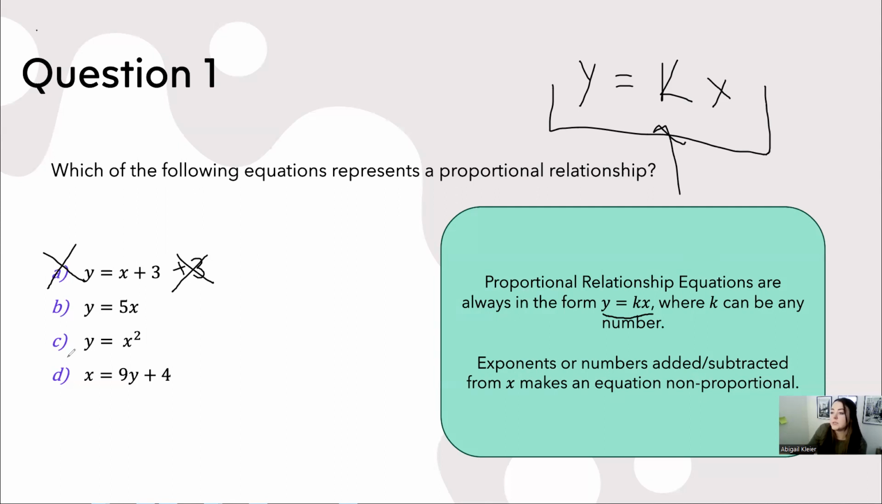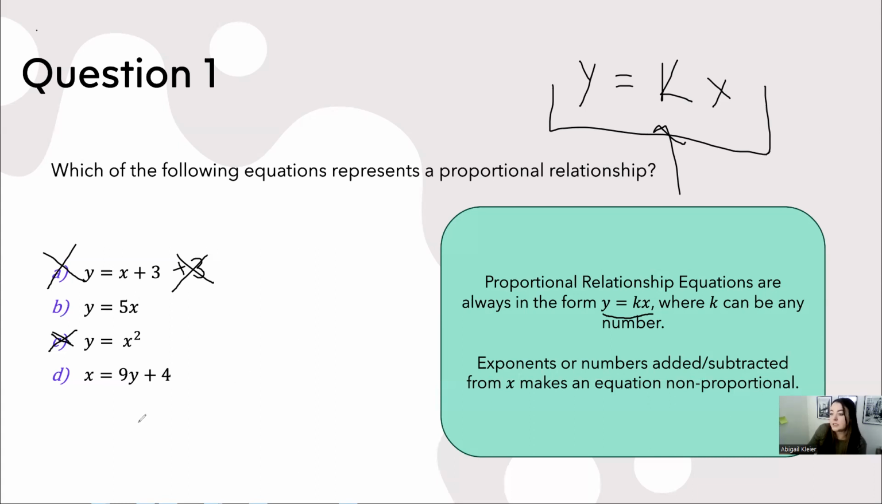Let's move on to C. C is y equals x squared. Well, if anything is squared in a graph, we know that that creates a bend in our graph, which means that's not proportional. So we're going to get rid of this one. We know that it cannot have anything being squared in our equation.